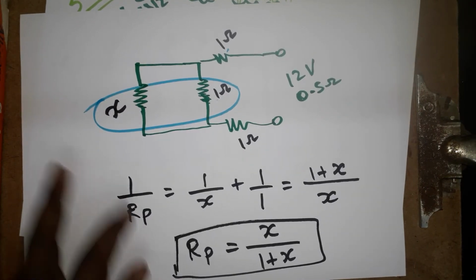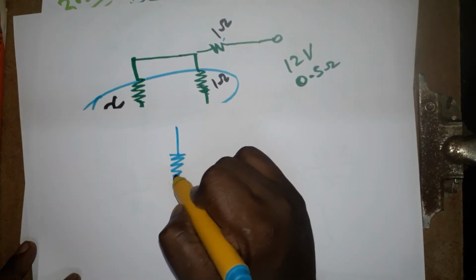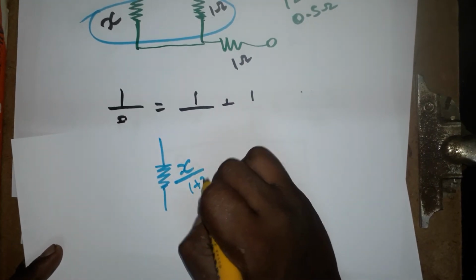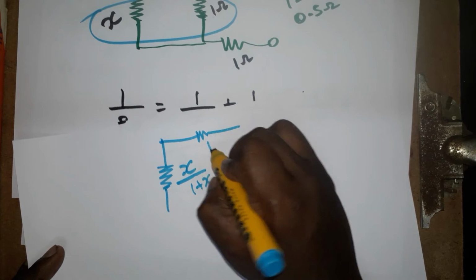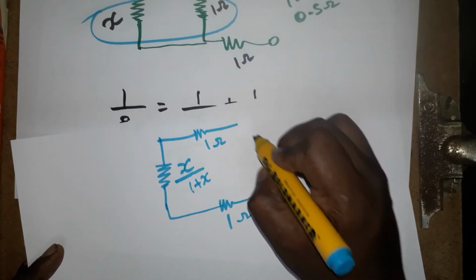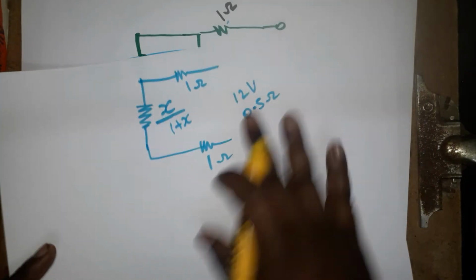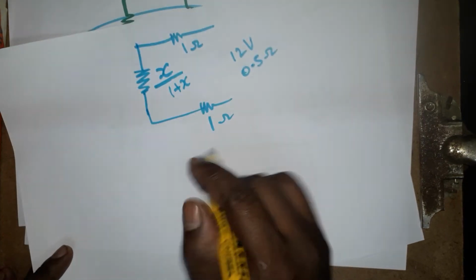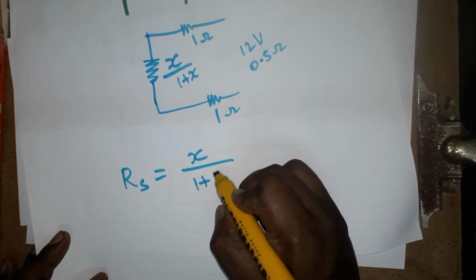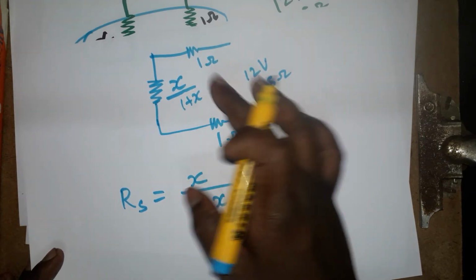This value I got is the solution, x by 1 plus x, and this is 1 ohm and this is 1 ohm. I applied the voltage of 12 volts and 0.5 as the internal resistance. Our circuit has become very simple. Now I am solving this. It is R in series, so x by (1 plus x) plus 1 plus 1, because in series you can add all the resistances.